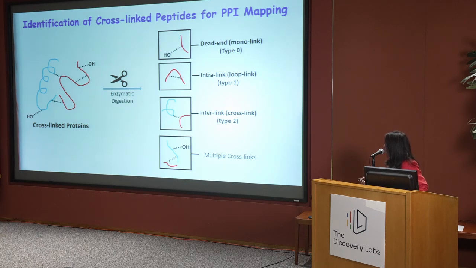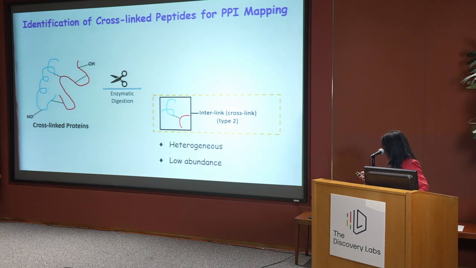Then you also have a cross-link formed between one peptide, or two different peptides, or multiple peptides. This type of cross-linked peptide is called an interlinked peptide, and it is the most structurally informative. Because we have all these different types of products forming, the mixture for analysis is heterogeneous, and often these interlinked peptides are very low abundance.